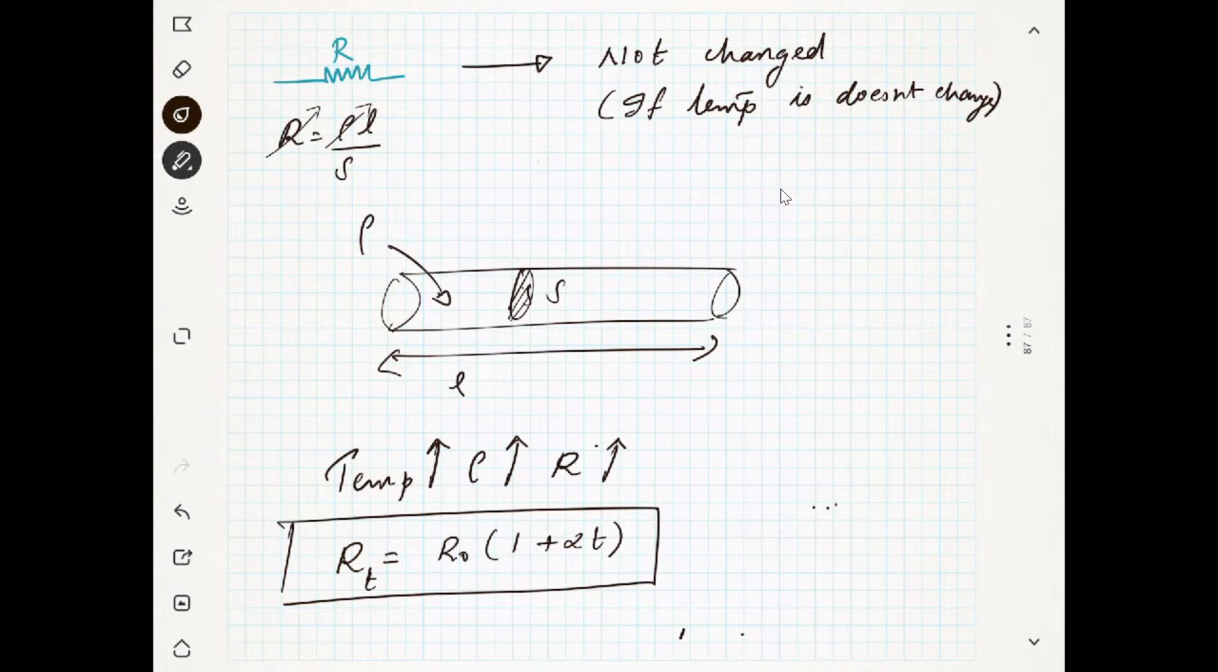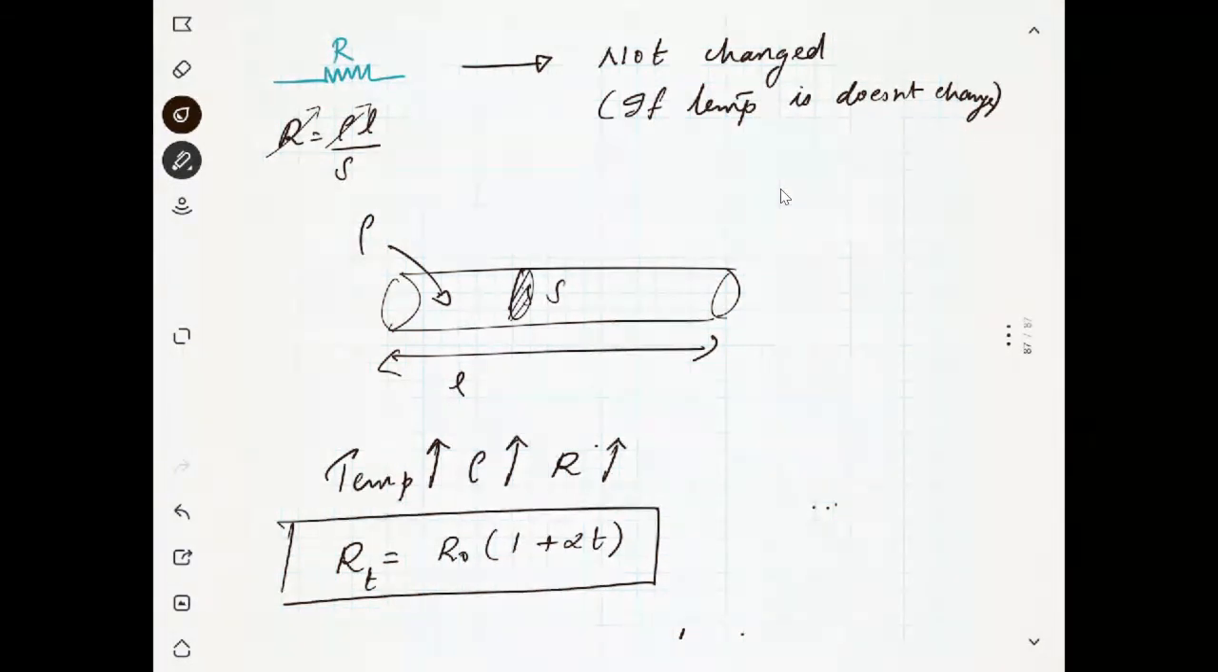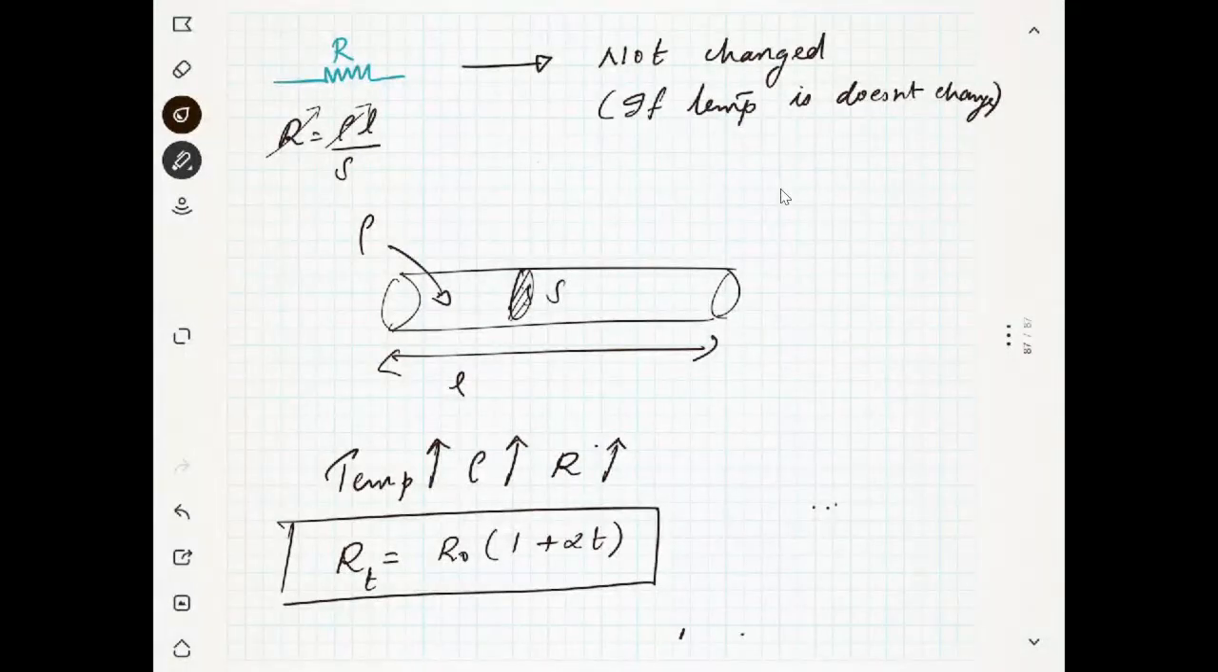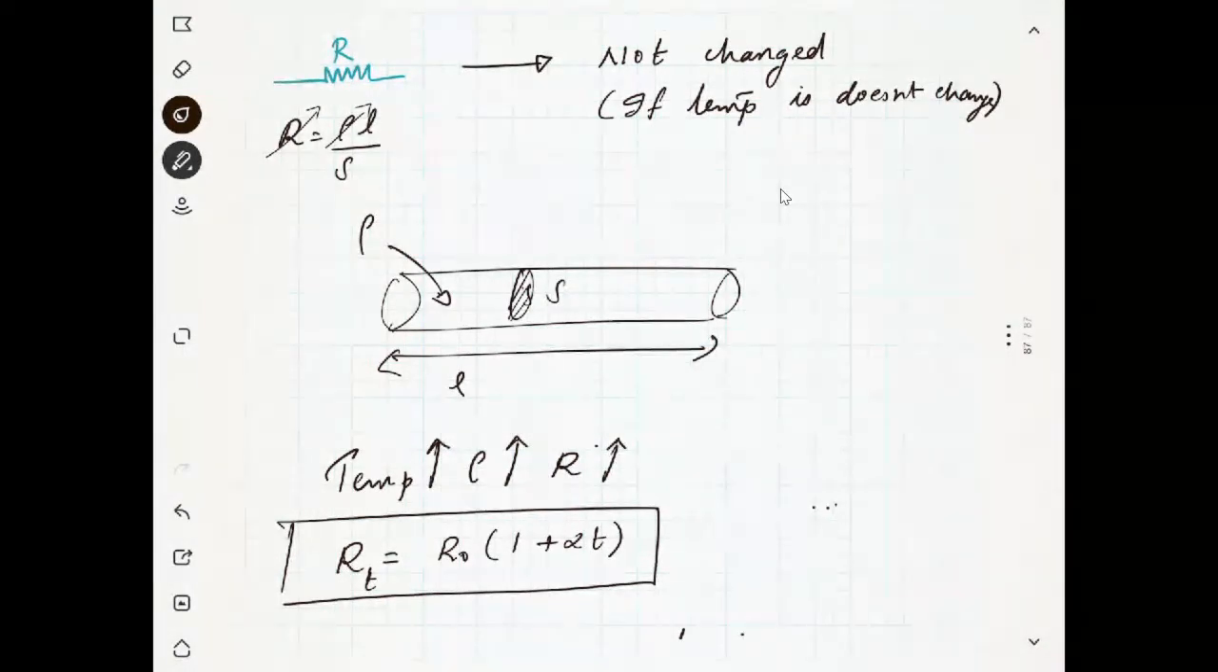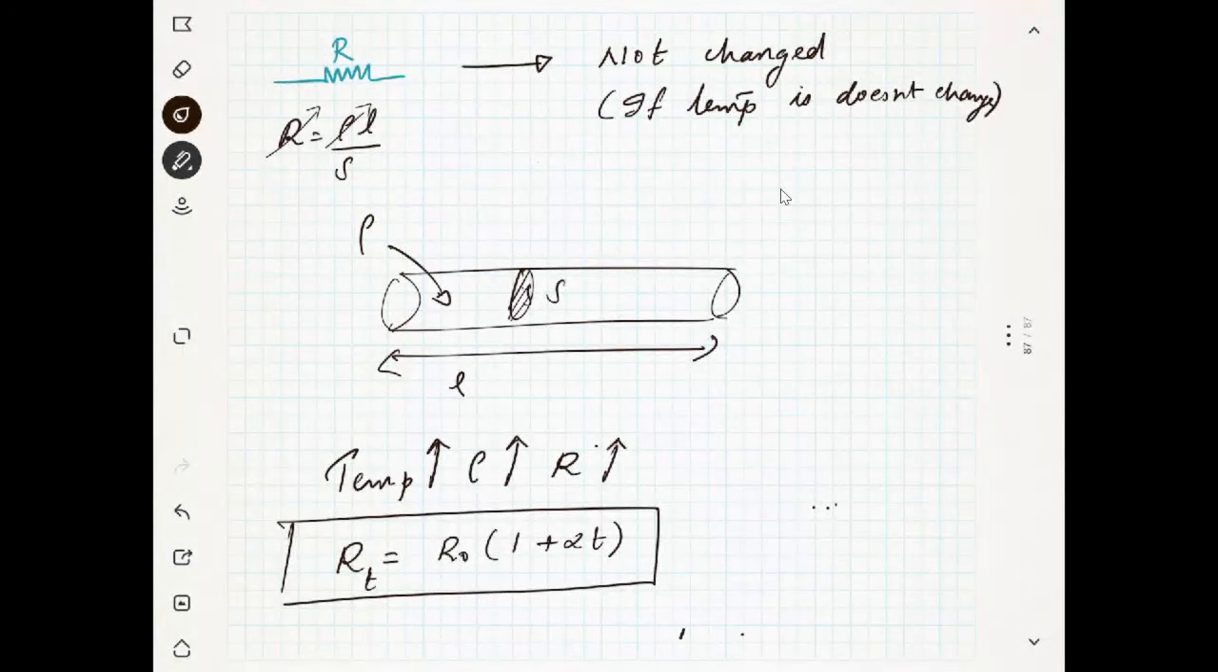But why does the resistivity change? Anybody, please, can you answer me? Why does the resistivity change? Because of the free electrons. Your voice is not clear. Yes, it is free electrons.